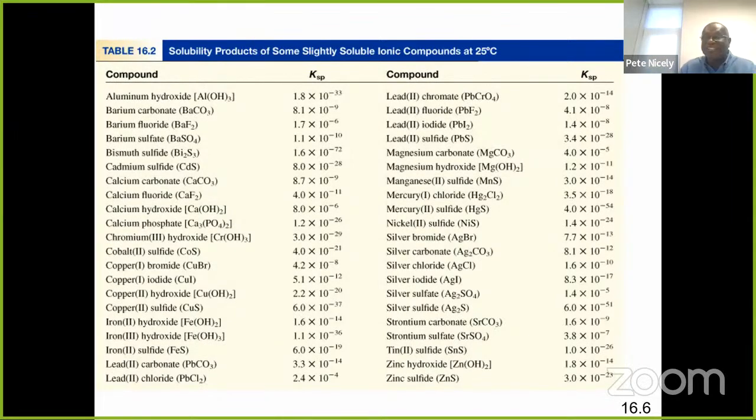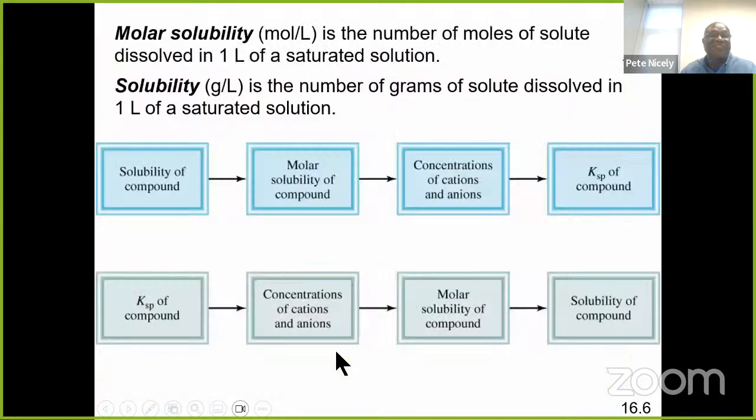And as we're going to see shortly, you can do calculations of several types if you want to determine the solubility based on the KSP or vice versa. In fact, these two flow charts show you some typical calculations involved when it comes to using KSP. For example, if you know the solubility of the compound, which is the number of grams of solute dissolved in 1 liter of solution, then you can convert that to molar solubility, which is the number of moles of solute dissolved in 1 liter of a saturated solution.